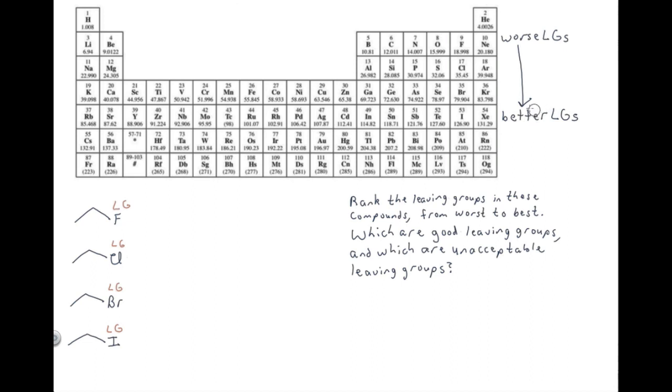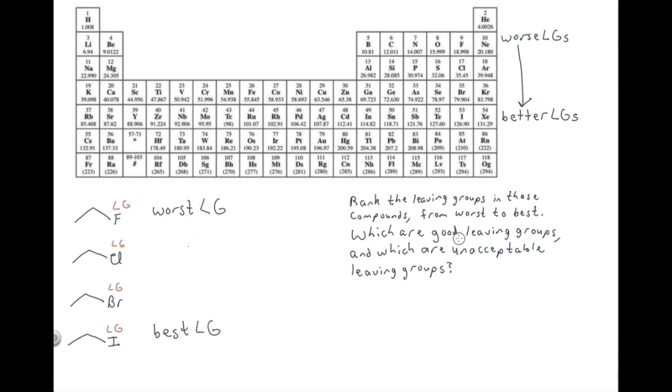So we can use that right away to rank these compounds in terms of their leaving groups. In fact, we can see that these compounds are already arranged from worst to best leaving group. Fluorine is the highest in the periodic table, so fluorine would be the worst of these leaving groups. Chlorine is lower down, so that's a better leaving group. Bromine is below chlorine, so that's a better leaving group than chlorine. And iodide is the lowest of all of these in the periodic table, so iodide would be the best of these leaving groups.